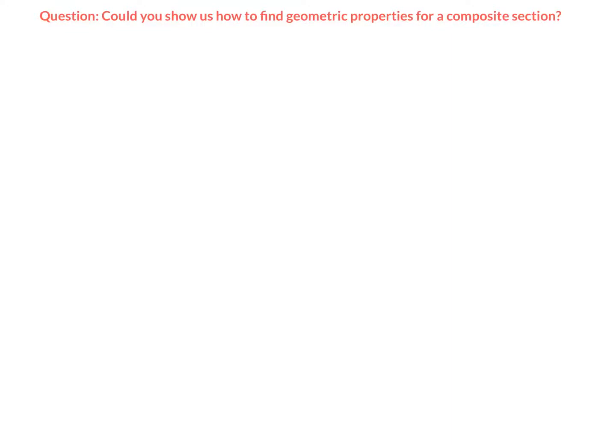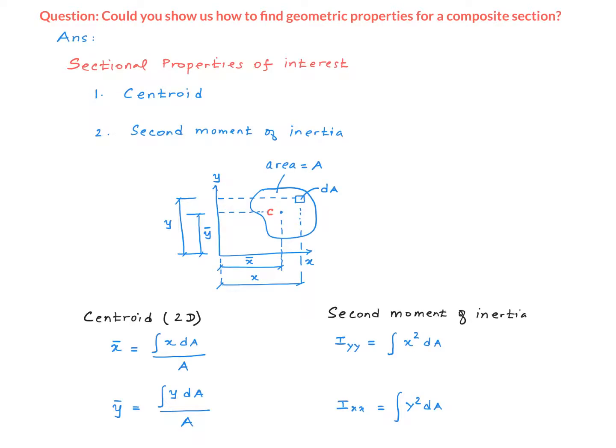The question is, could you show us how to find geometric properties for a composite section? Here we will focus on two-dimensional areas. The geometric properties that we are interested in are these two sectional properties, centroid and second moment of inertia. With respect to the two-dimensional Cartesian coordinate system shown in this picture, the coordinates of the centroid are given by these equations. The equations for finding the second moment of inertia about each of these two axes are these.